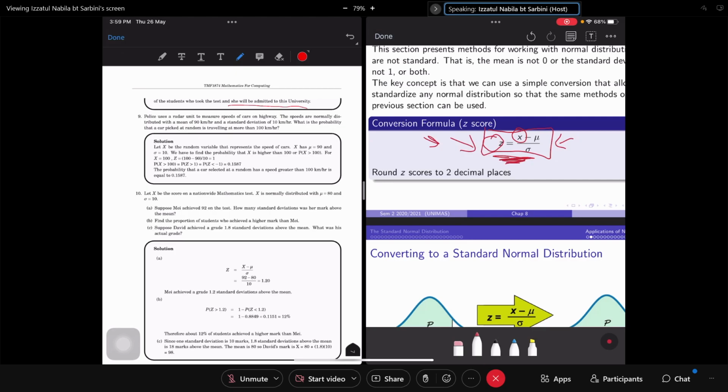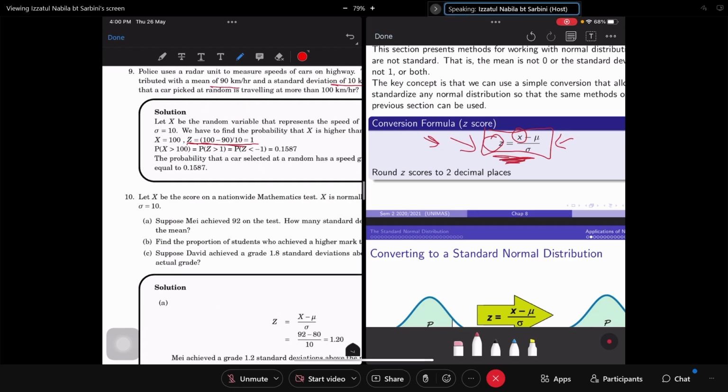All right. Question 9. Police use a radar unit to measure speeds of cars on the highway. The speeds are normally distributed, mean 90, standard deviation 10. What is the probability that a car picked at random is traveling more than 100? So more than 100, we see X here, we cannot do anything. We have to convert to Z. This is the conversion process to Z.